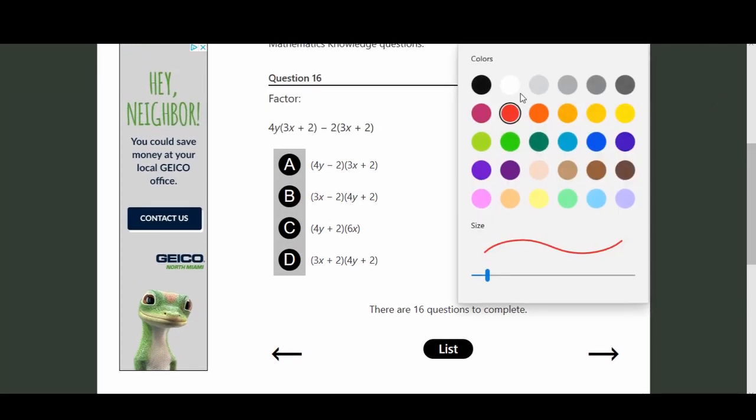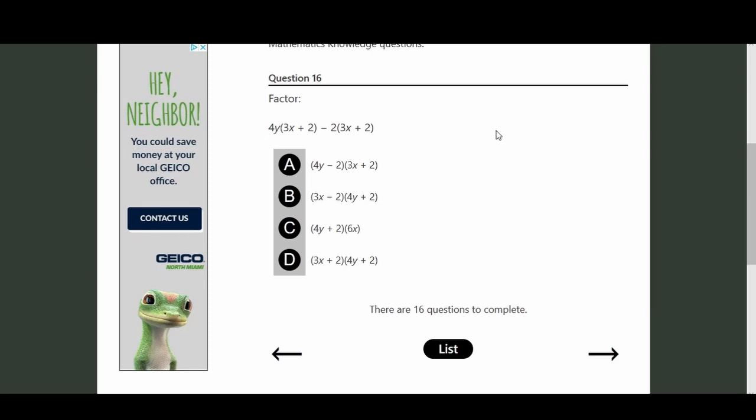16 says 4y times 3x plus 2 minus 2 times 3x plus 2. To solve this one by factoring, you have to know how to factor by grouping, which means you have to pull out common factors. The common factor here is 3x plus 2. So if we pull that out, we can see what we have left is 4y minus 2. So as we can see, that matches this one.